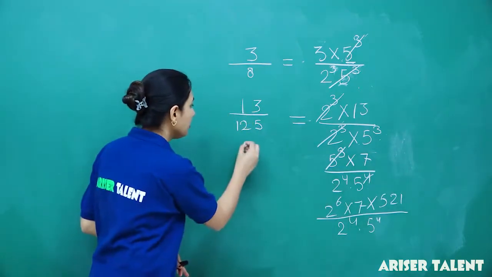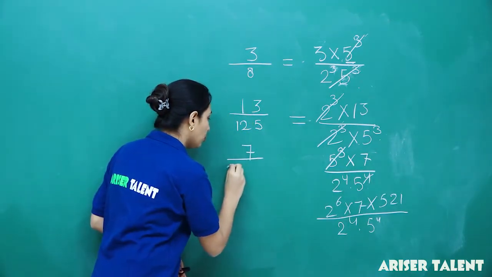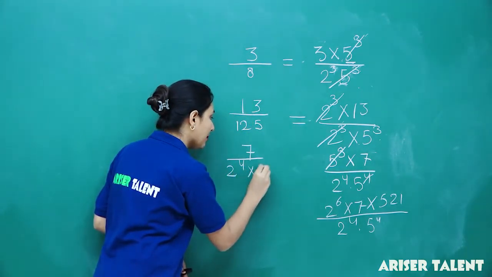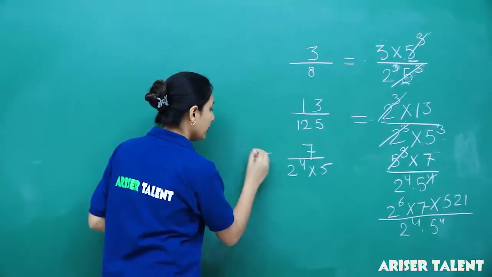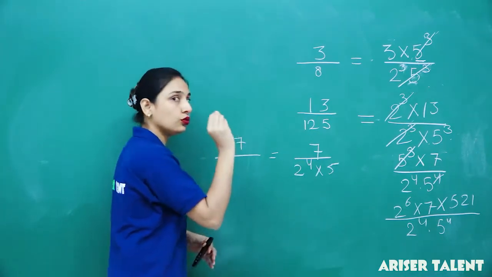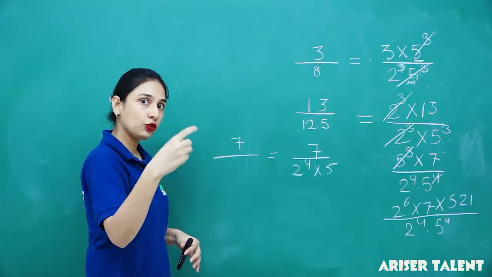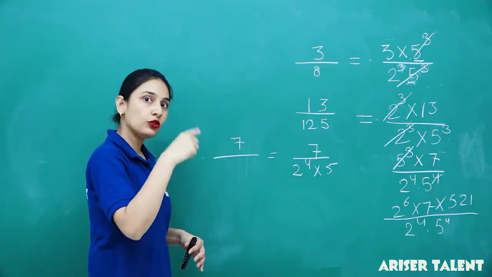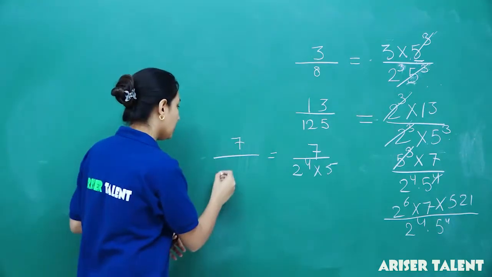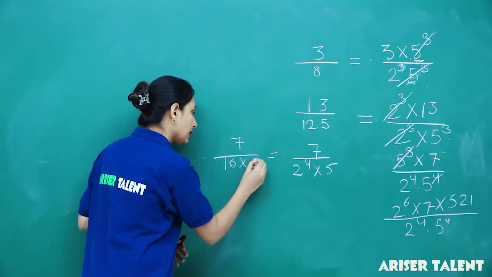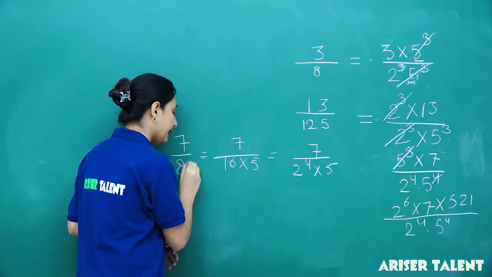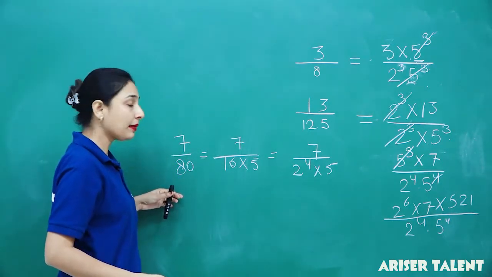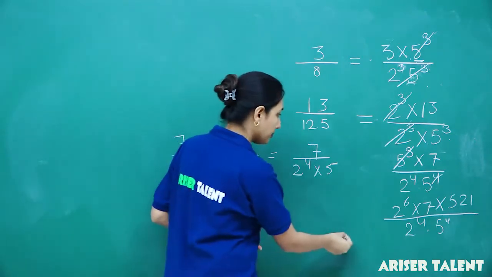Now 7, 2 raised to power 4 multiplied by 5. We have 7 here. Now 2 multiplied 4 times: 2, 4, 8, 16. Now 16 by 5 gives 7 by 80. 7 by 80. Now the last term.